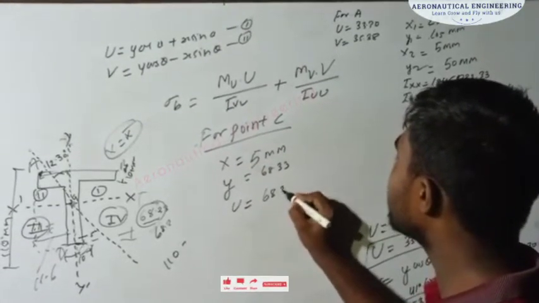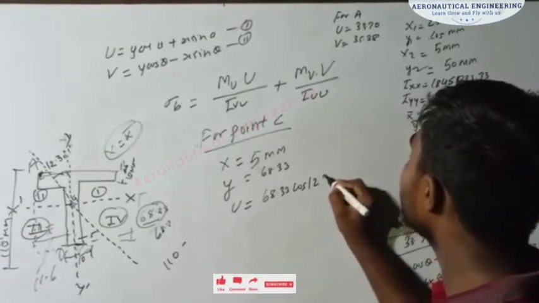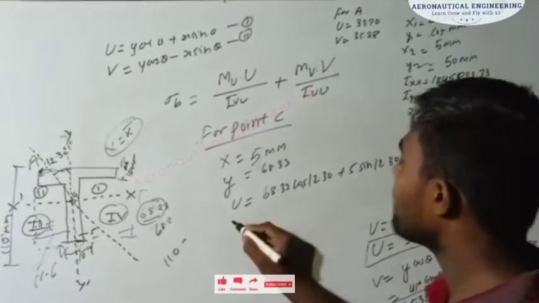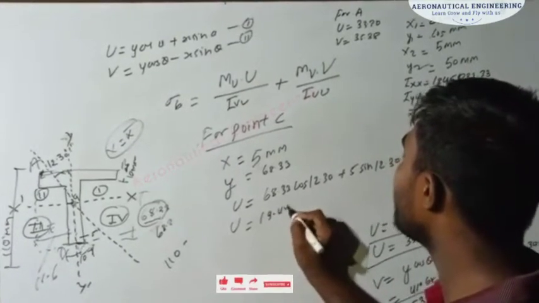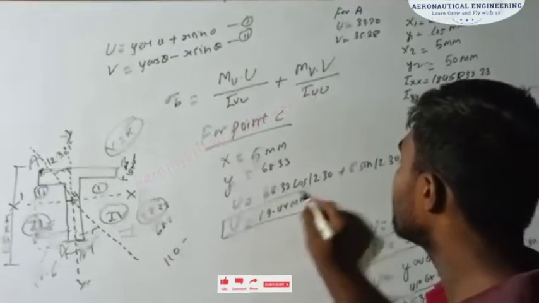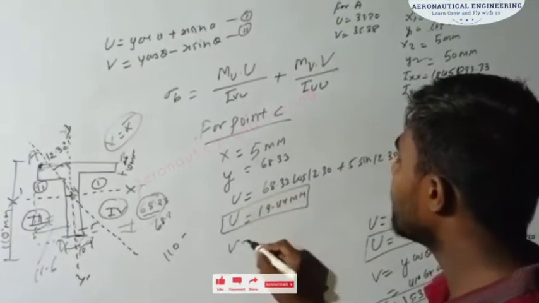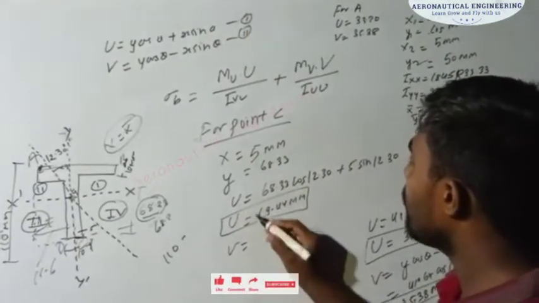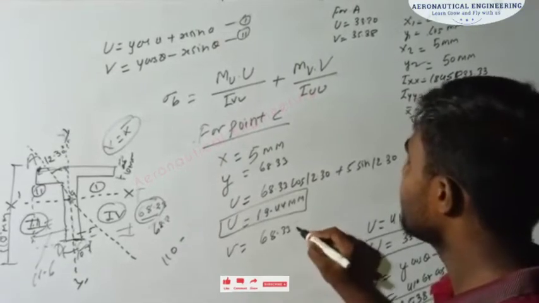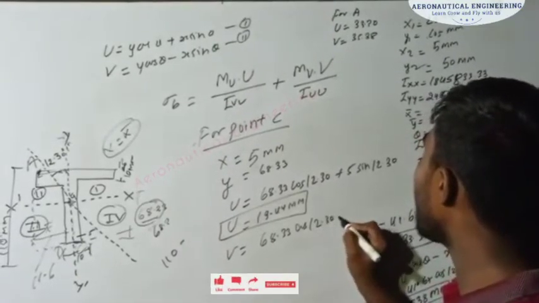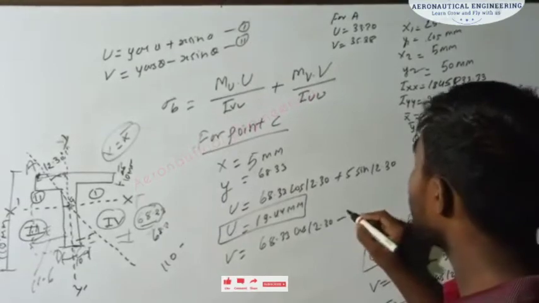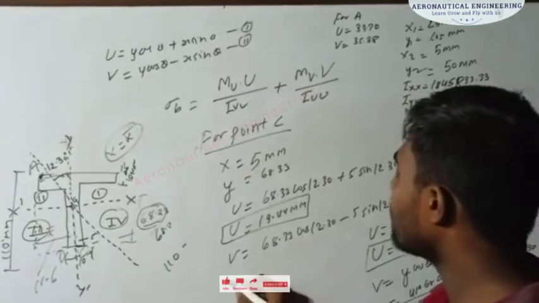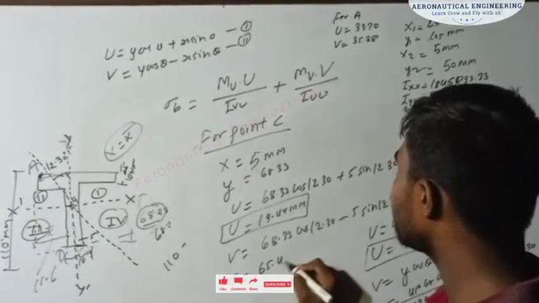Y value is 68.33, cos theta value is 12.30 plus x value is 5, sin theta value is 12.30. After calculating this, we get u is equal to 19.44 mm. Similarly, to calculate v, we have to substitute in this equation y value and x value. So y value is 68.33, cos theta value is 12.30 minus x value is 5, sin theta value is 12.30. After calculating this, we get v equal to 65.49 mm.